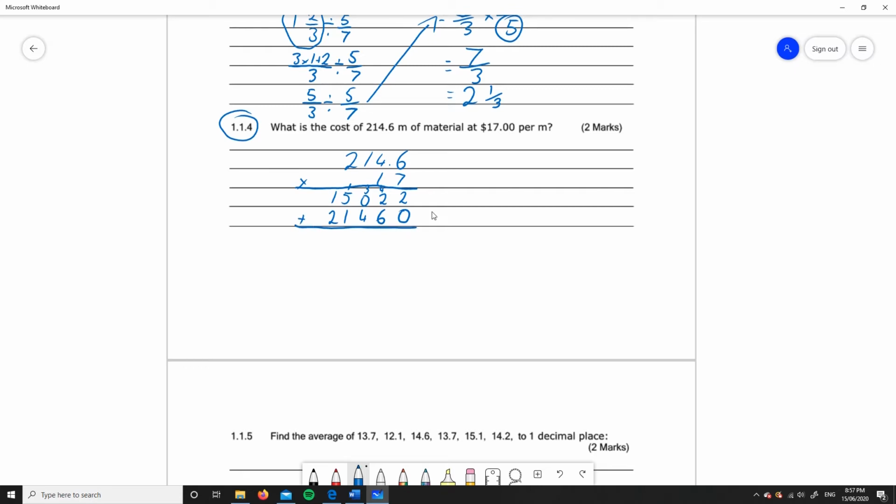Add those together. I get 2, 8, 4, 6, 3. In my original multiplication, I only had the 1 decimal place. So if I simply move that one decimal place to there, my answer is $3,648.20.